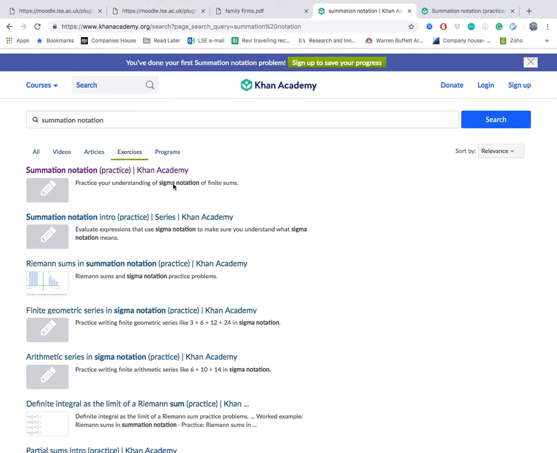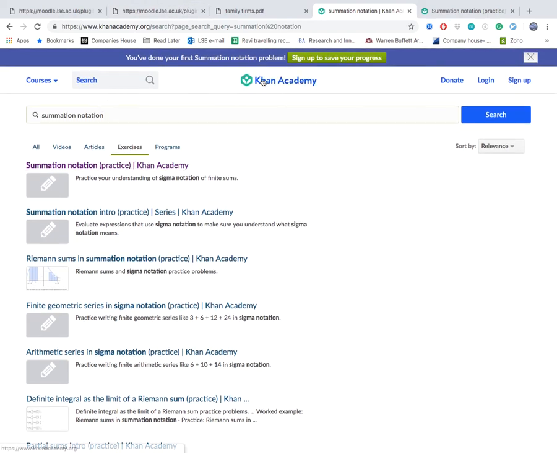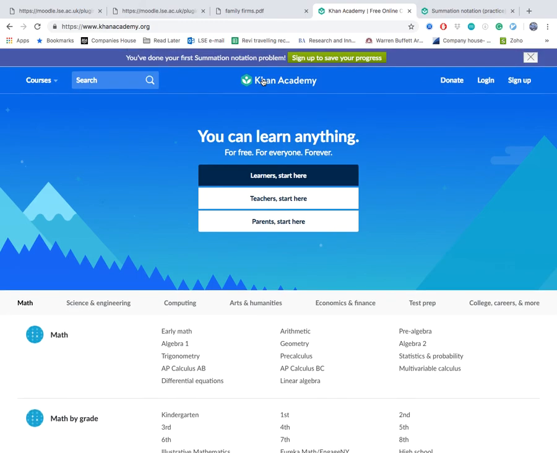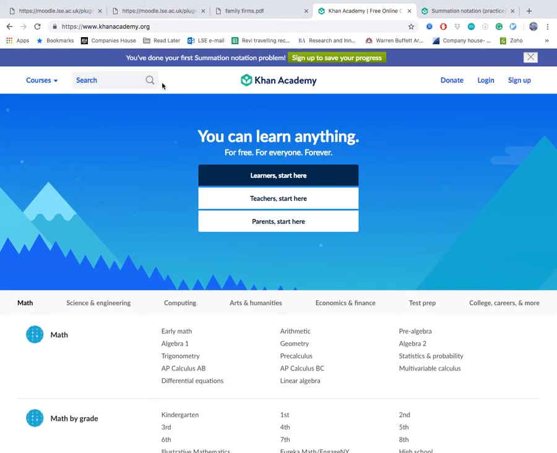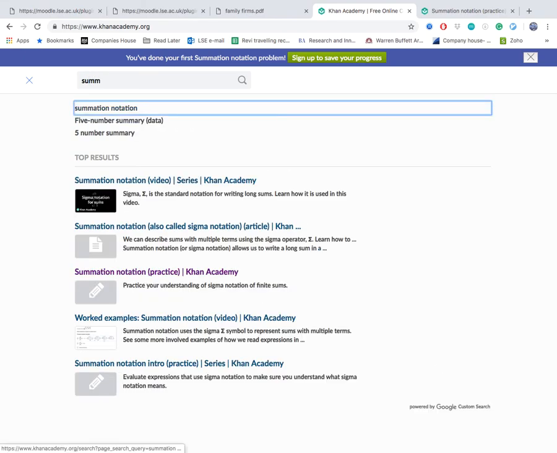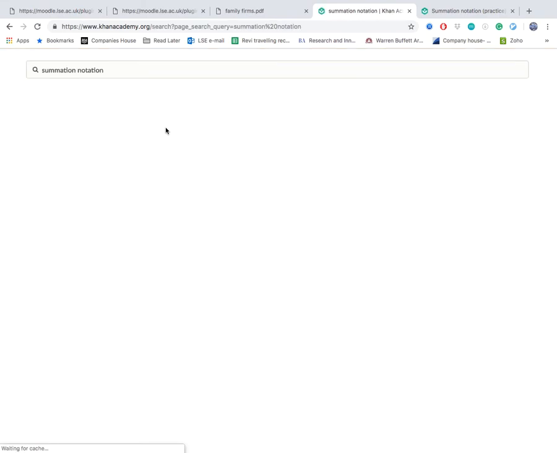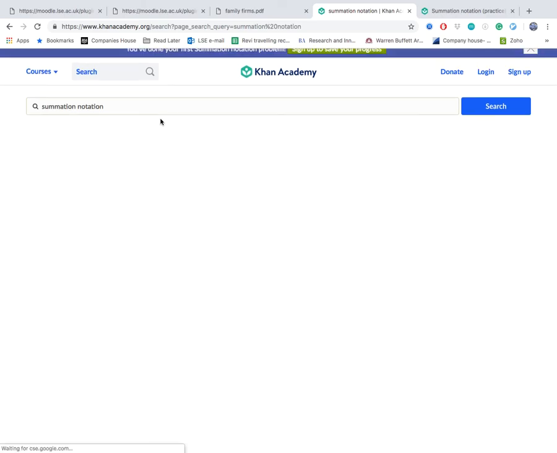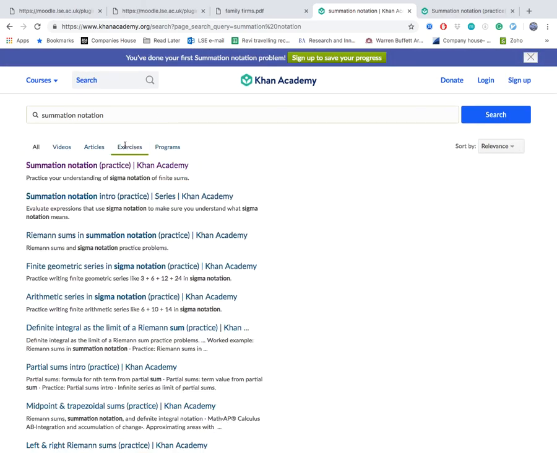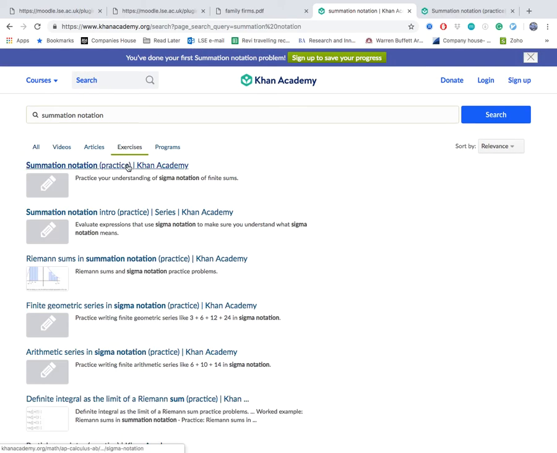But if you wanted more exercise, it's very easy. You go to Khan Academy, which is a wonderful place to just practice your math, like basic tools that you're going to need. All you have to do is go here and say, well, I would really like to practice summation notation. And then go to exercises, and then summation notation. Let's try to do this.